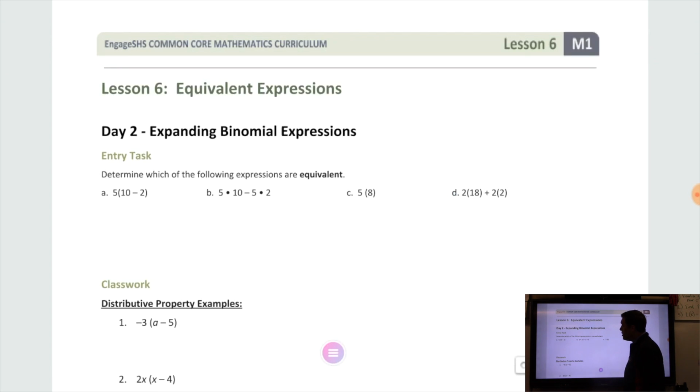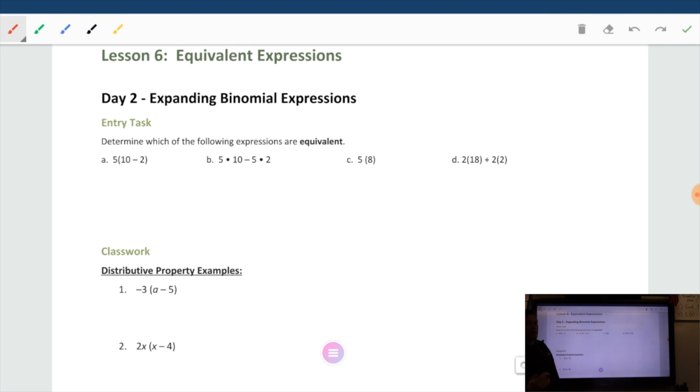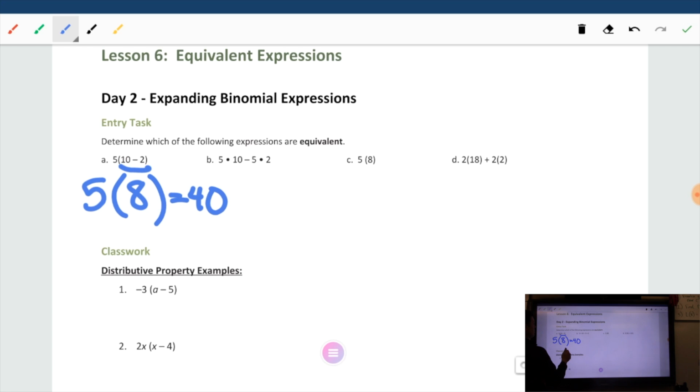Let's just start off with the intro task A, where it says determine which of the following expressions are equivalent. If I look at the order of operations, which says P for parentheses, exponents, multiply, divide, etc., add, subtract, the first thing we're going to do with A is combine the stuff in parentheses. 10 minus 2 gives us an 8. It's still in parentheses, but it's only a number, so we're just going to multiply 5 times 8, and the answer is 40.